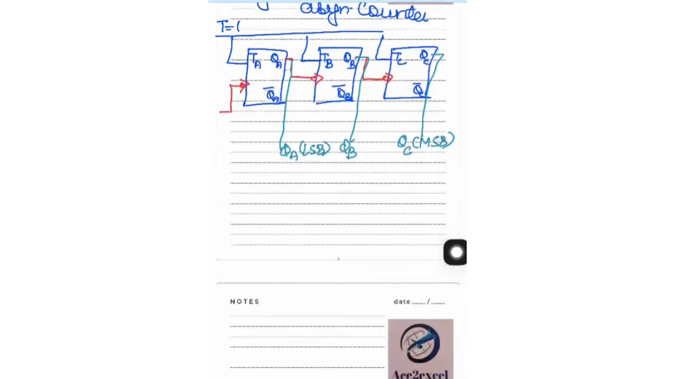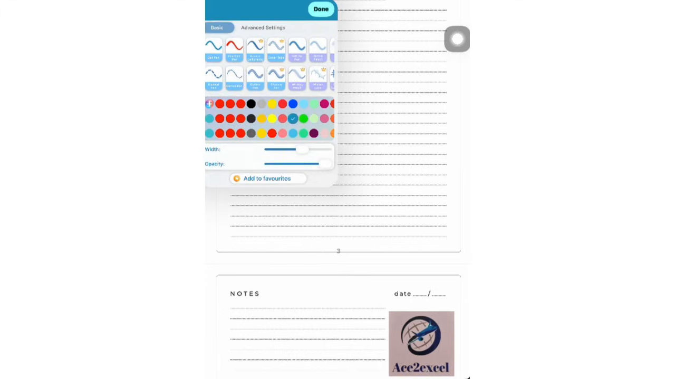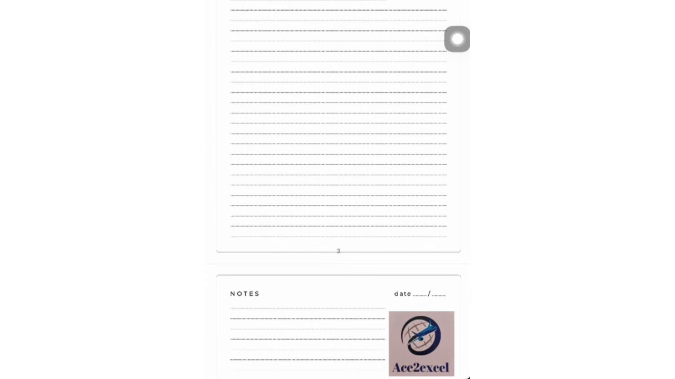Now, the next step is the timing diagram. Now, let's quickly make the timing diagram. At the bare minimum, make 7 to 8 clock pulses so that you can see the output nicely. Then, since we are using negative edge triggering, let's mark the negative edges of this clock pulse. The negative edge or falling edge is the place where every flip-flop will change its state.